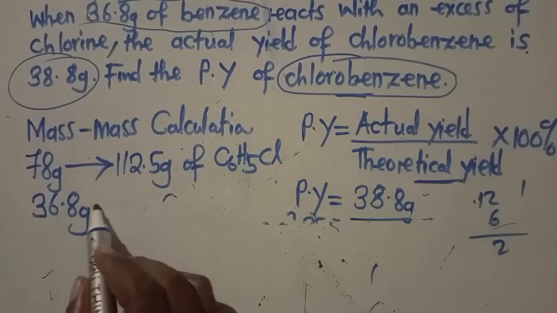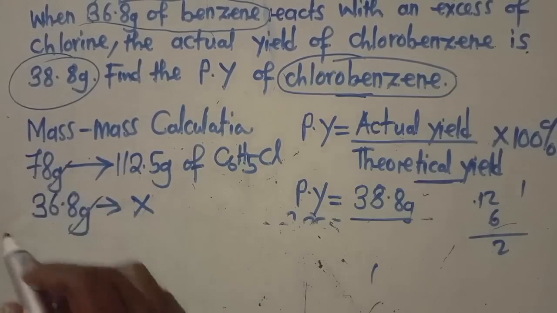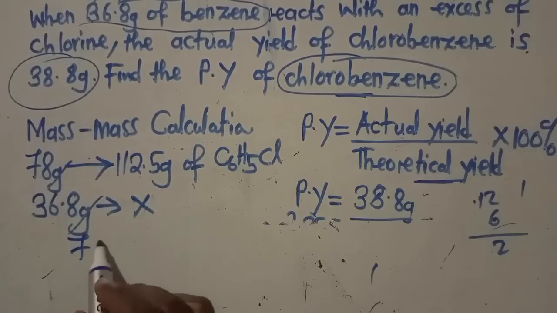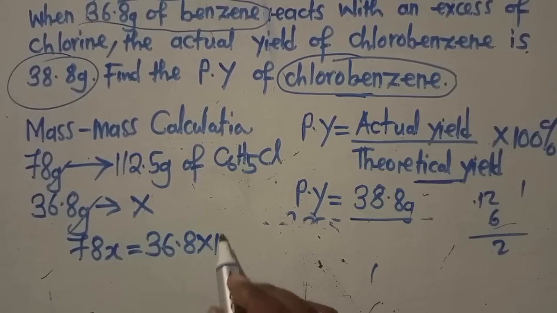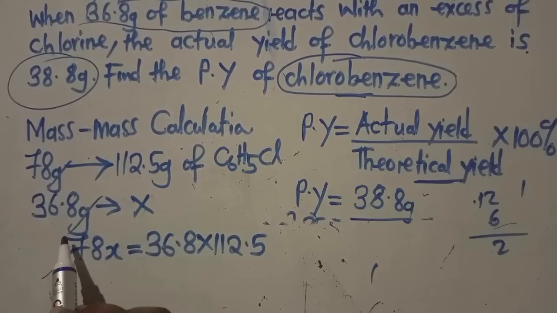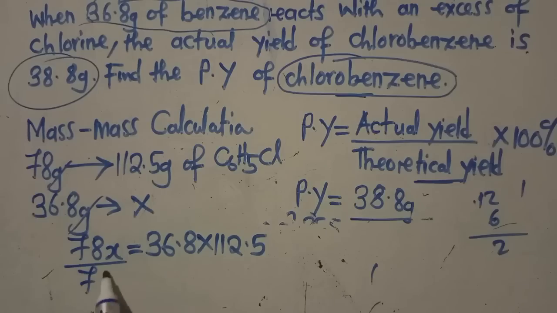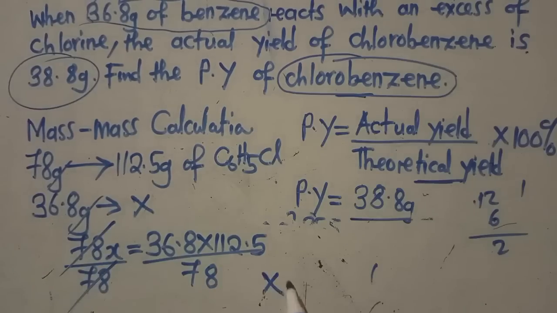36.8 grams. To what? X. I'm calculating for this one. So this cancelled. X times 78. I'm going to get 78x, which is equal to 36.8 multiplied by 112.5. So don't forget what you are doing. You want x. You divide both sides by 78. Even there, you divide by 78. This and that will be cancelled. So x is equal to, add what is on top.